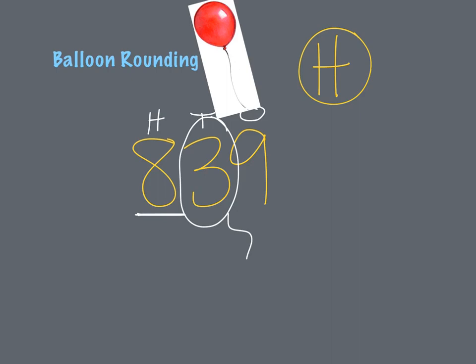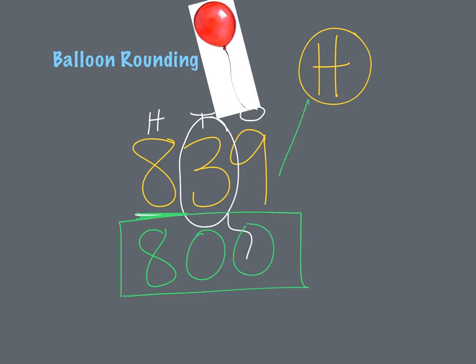So, if my underlined number does not change, my balloon didn't go up. So, if you didn't look up, your balloon didn't go up, this 8 stays an 8. And the balloon number and everything after the balloon will turn into what digit? That's right, zeros. So 839 rounded to the hundreds place is 800. Good job. Let's try another one.